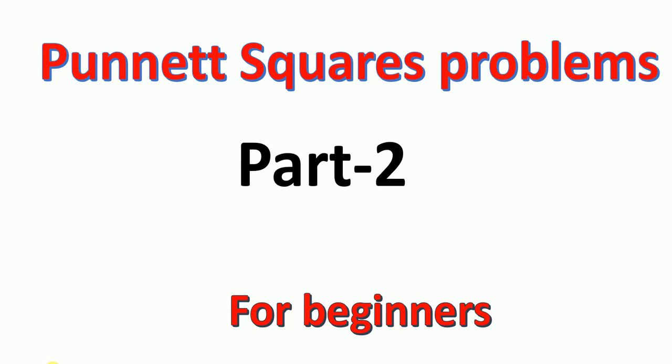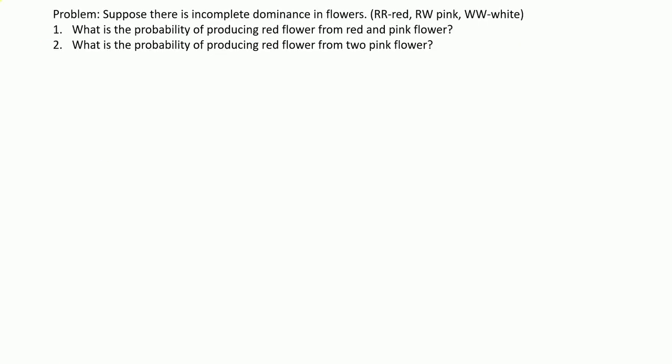So what is the problem we have? Suppose there is incomplete dominance in flowers, RR referring to red, RW pink, WW white. Question number 1, what is the probability of producing red flower from red and pink flower? And question number 2, what is the probability of producing red flower from two pink flowers?